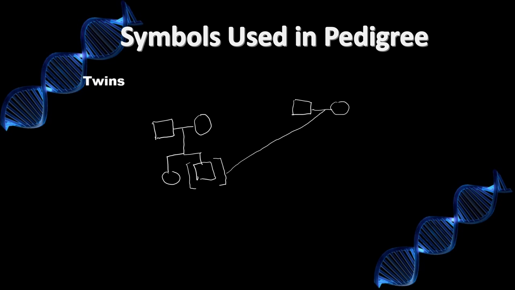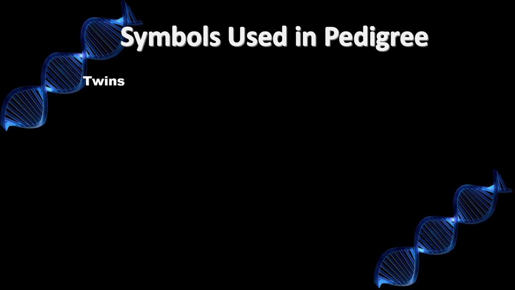Okay, now we can check the condition for twins. What is the condition for twins? For an identical twin, the connection will be like this. If two are boys, then two squares need to be drawn with this division and a line like this here. This is the symbol for identical twins.